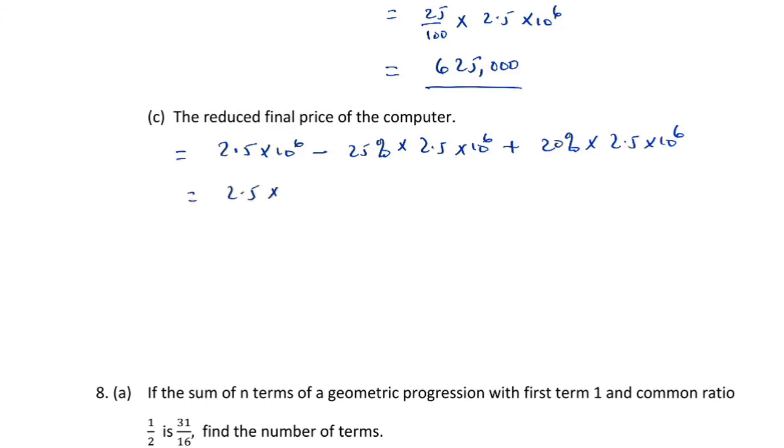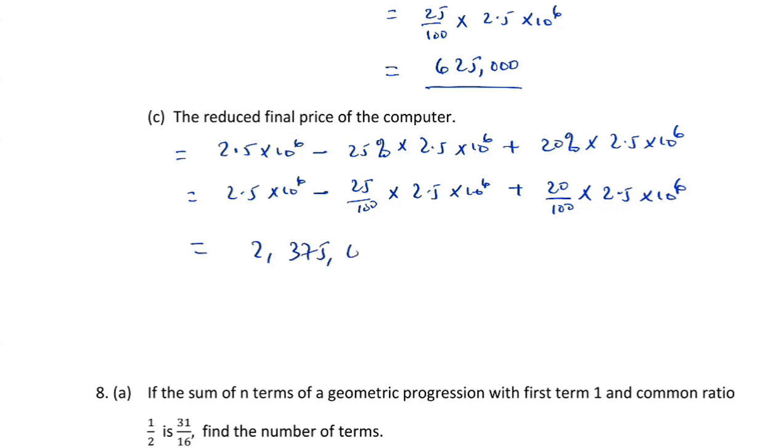2.5 million minus 25 over 100 times 2.5 million plus 20 over 100 times 2.5 million. Okay, so after solving the values, we are going to have 2,375,000, and this is our answer.